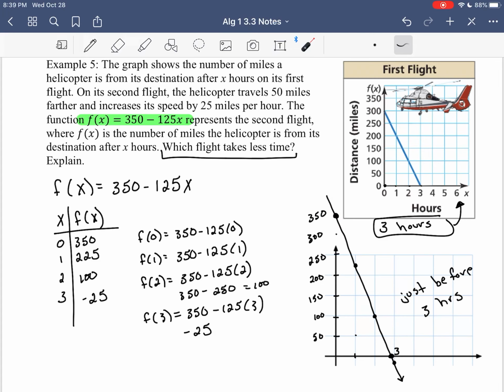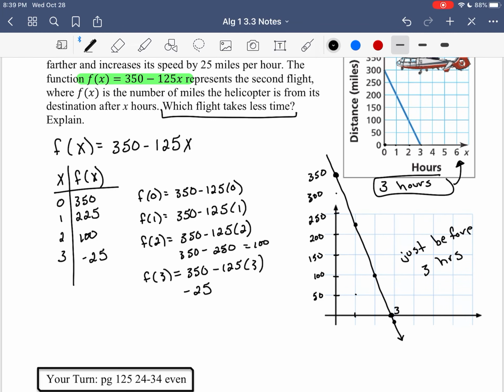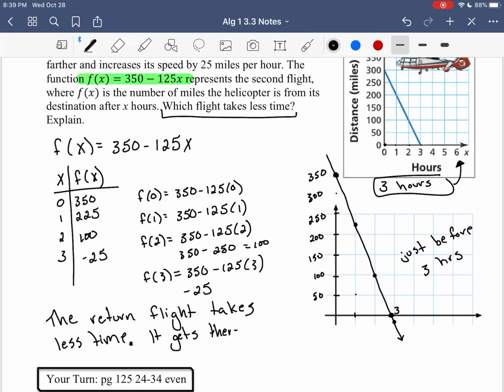So sometimes depending if it's farther. So which flight takes less time? Okay, the second flight, the return flight, takes less time. It gets there in less than 3 hours.